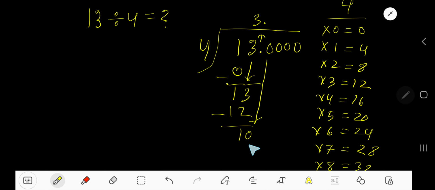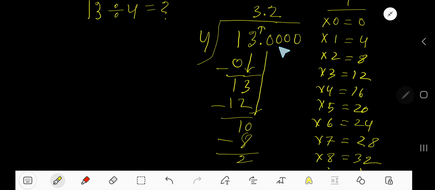4 goes into 10 how many times? 3 times 4 is 12, which is greater than 10, so 2 times. 2 times 4, 8. Subtract, 2.